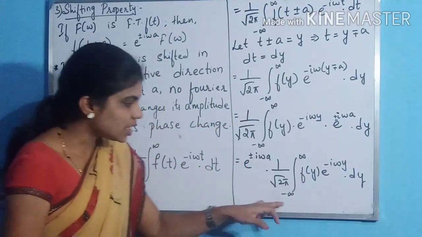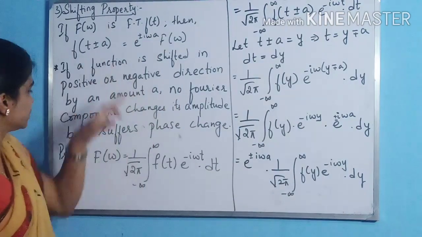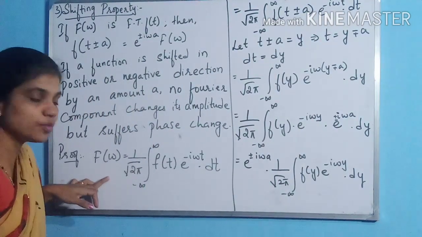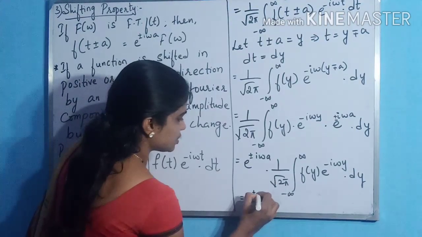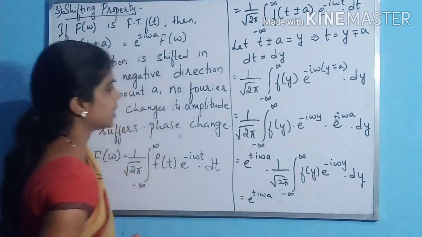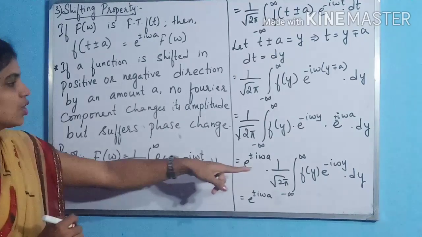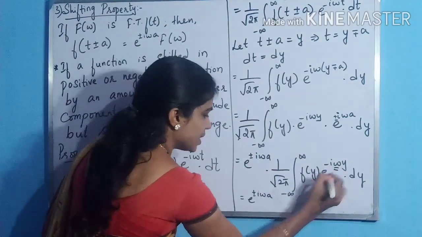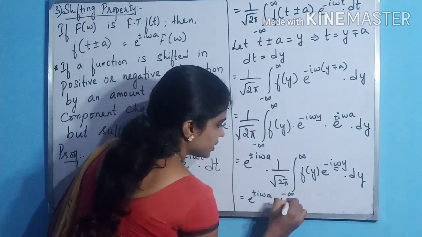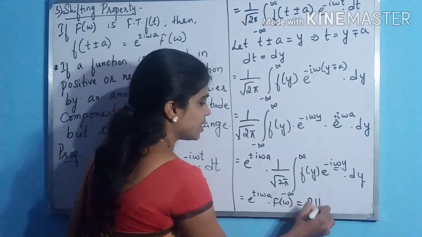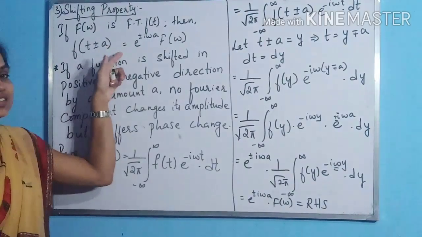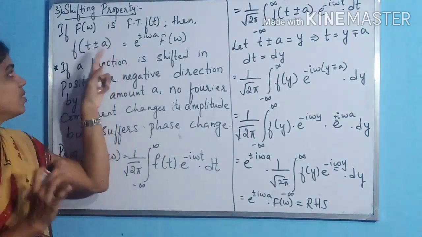Now this is similar to our definition of f of omega. So I can write this as e raised to plus or minus i omega a into f of omega, because we have omega only here. So we write it as f of omega, which is equal to the RHS, and thus it is proved. What we proved?